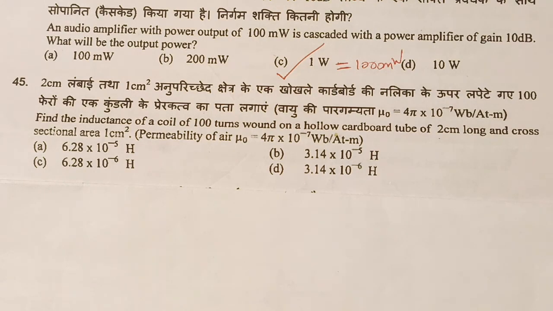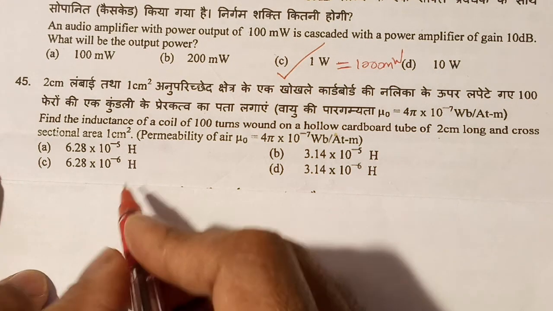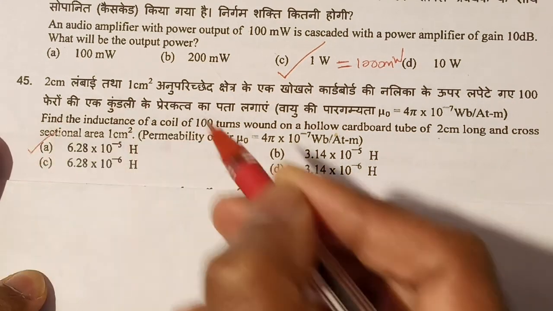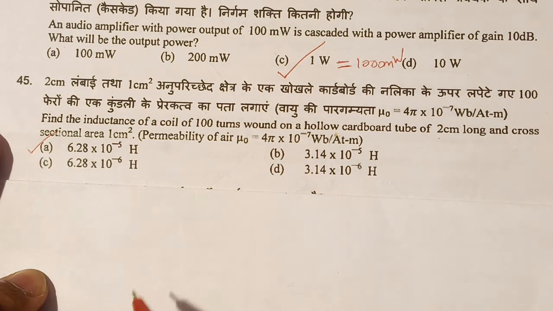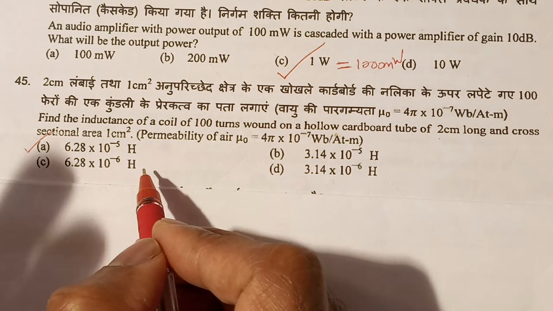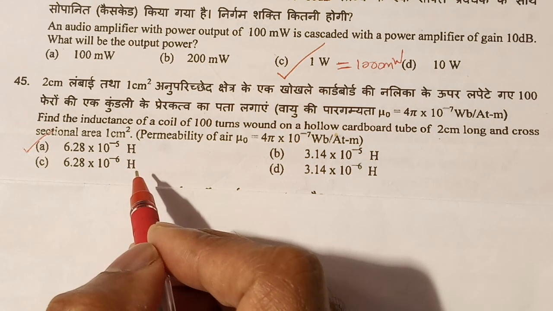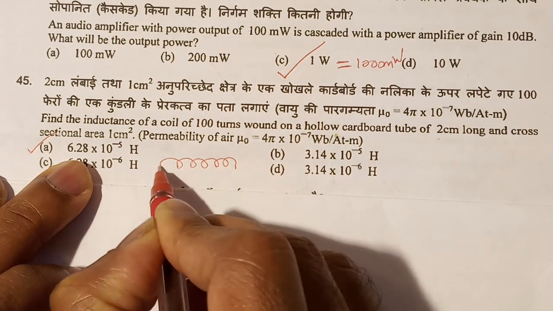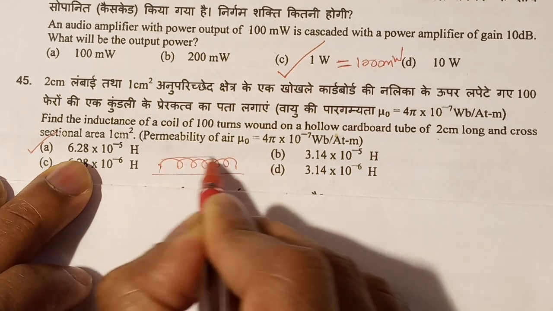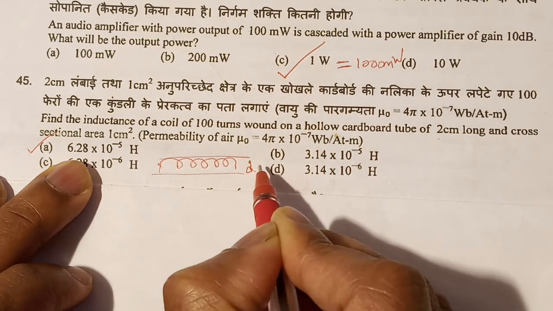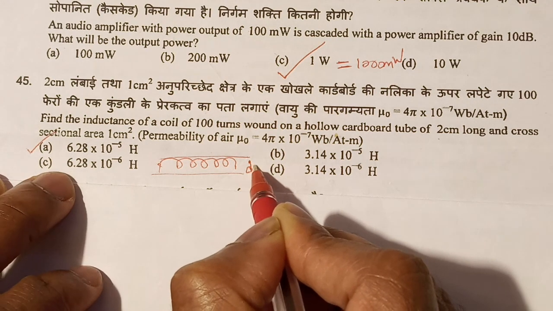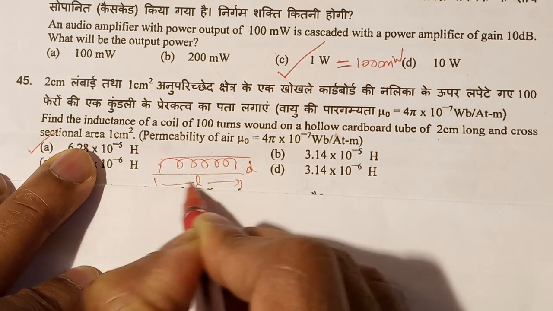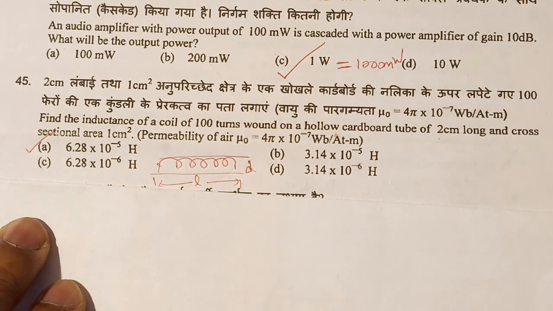So for question number 42, the answer is option A, 6.28 into 10 to the power minus 5 Henry. Here you have to make sure you take the area in meters and the length also in meters. If this is the inductor, this inductor will have a diameter. From this diameter you can calculate the area, and this is the length. So we'll go to the next question.